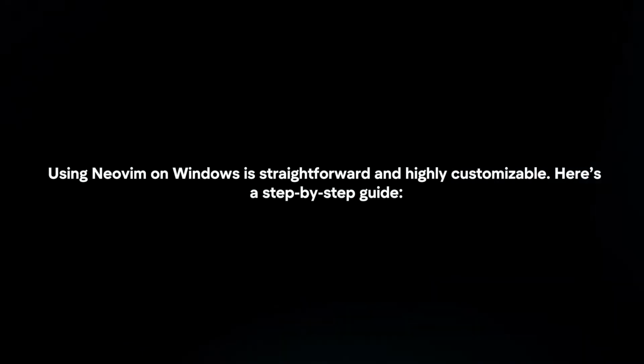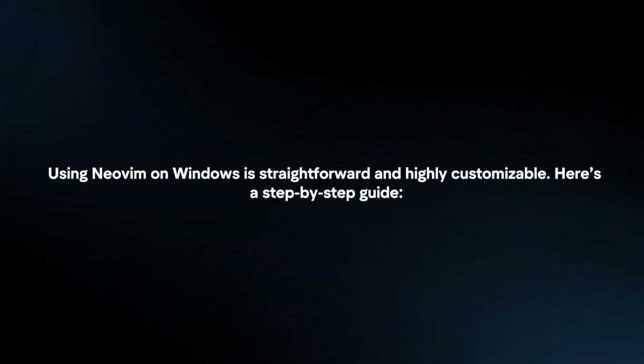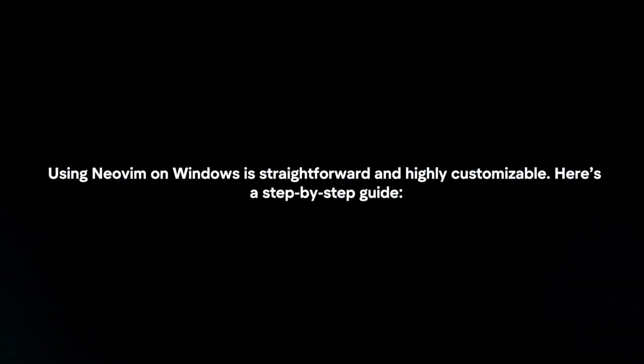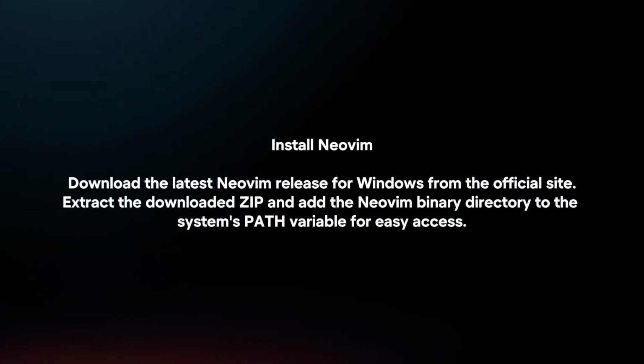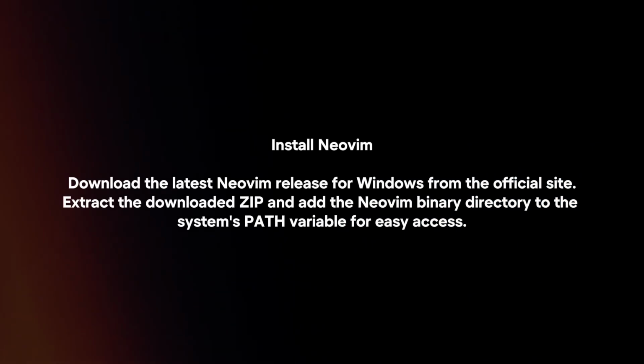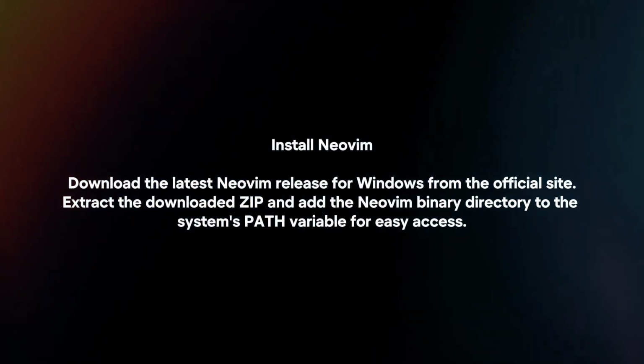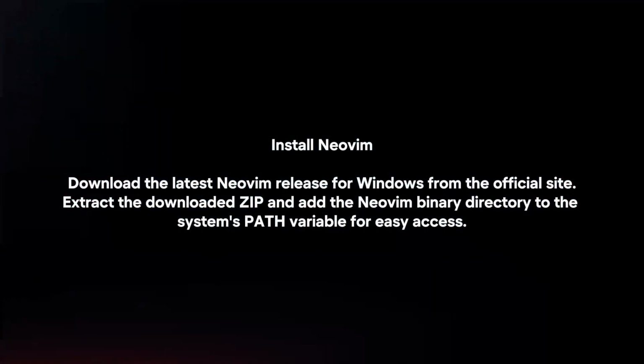Using Neovim on Windows is straightforward and highly customizable. Here's a step-by-step guide. Install Neovim. Download the latest Neovim release for Windows from the official site. Extract the downloaded zip file and add the Neovim binary directory to the system's path variable for easy access.